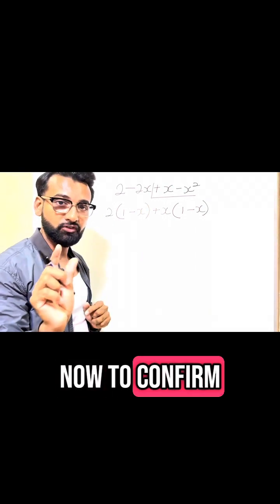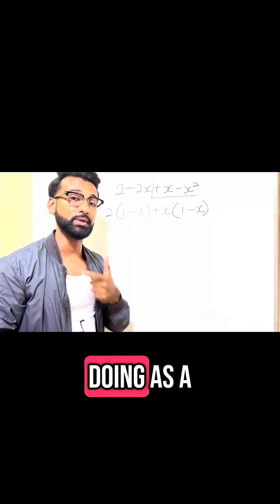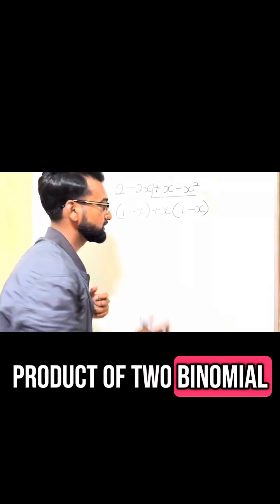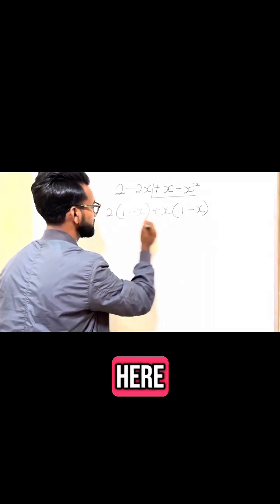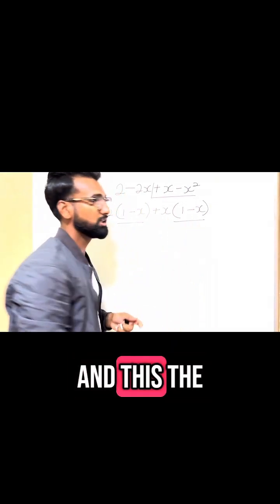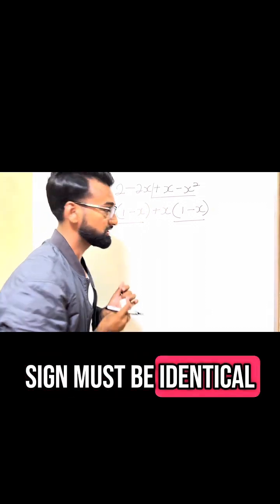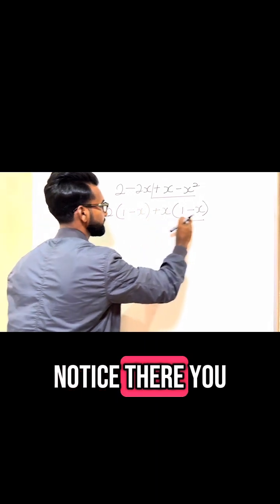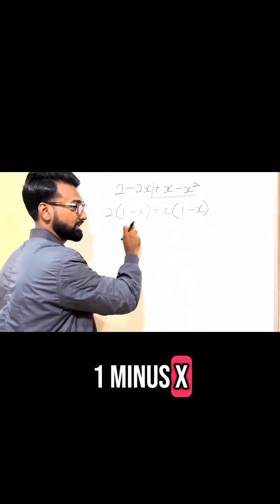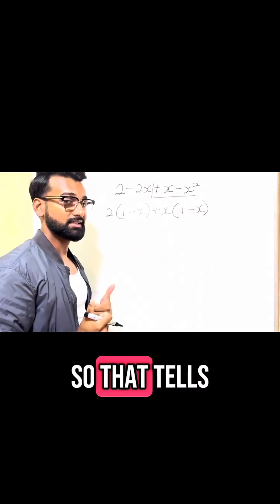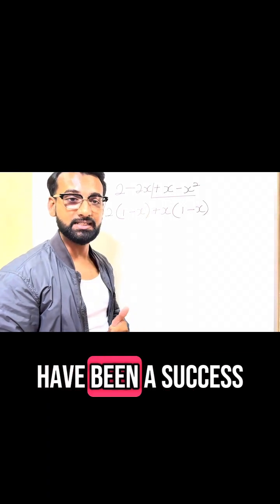Now, to confirm that your answer is correct when you are doing a product of two binomials, these two brackets here, the terms inside as well as the sign, must be identical. If you notice there, you can see 1 minus x and 1 minus x. So that tells us factorization would have been a success.